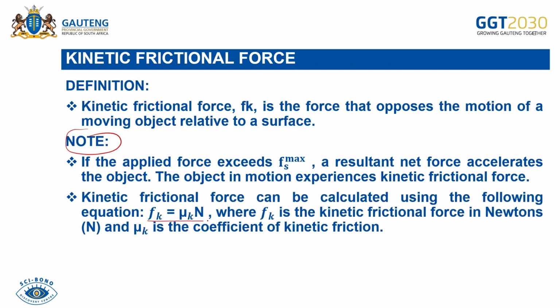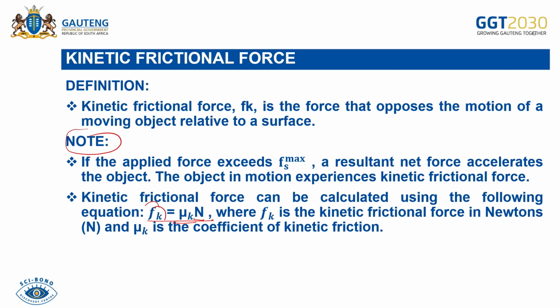We use Fk = mu_k N, where Fk is the kinetic frictional force, and mu_k is the coefficient of kinetic friction, and then N is the normal force. Okay, so I've talked about two types of frictional forces, which is your static frictional force. Static means stationary, kinetic means dynamic motion.